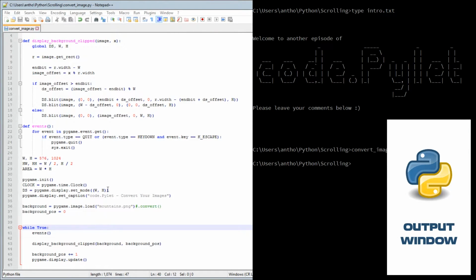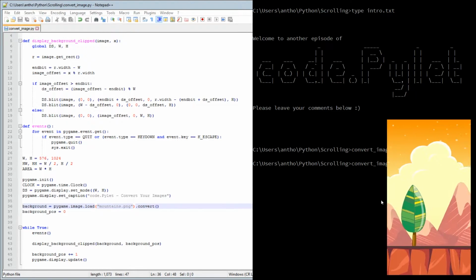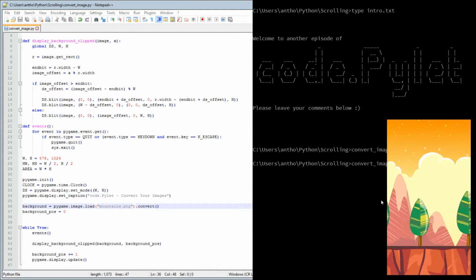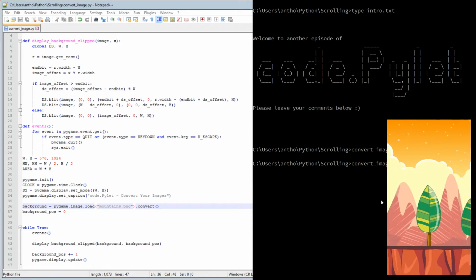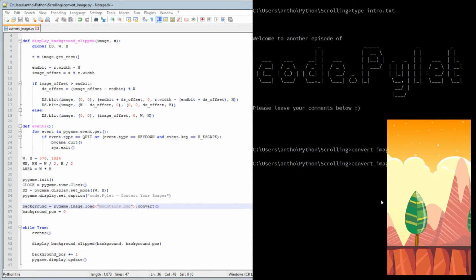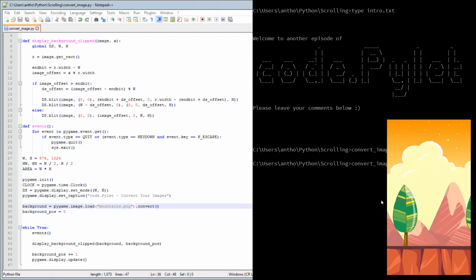So let's now enable the convert on the end of this image load function, and we'll see what difference it has on the speed of the blitting. And there we go. Look at that. That is what you'd expect from a game, isn't it? Sonic the Hedgehog, eat your heart out. Anyway, there was a massive schoolboy error, and I've been doing it for ages.